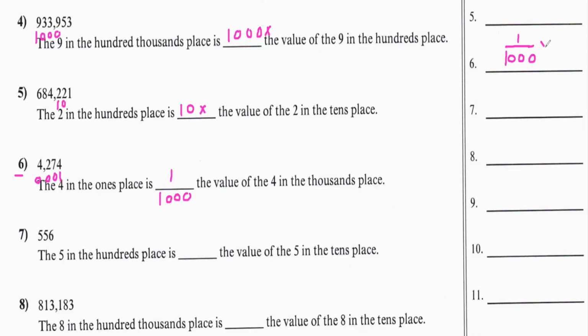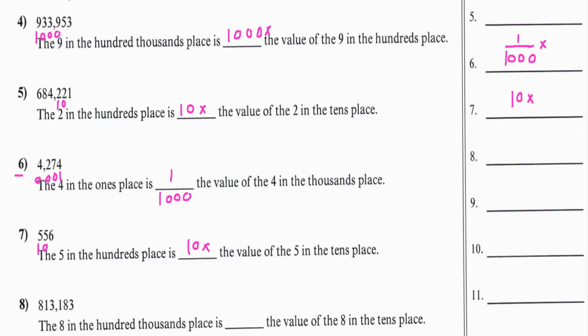101 over 1000. Put the types are 1 over 1000. Then number 7. 5 in the hundreds place. So this is the 5 in the hundred place. Now, what is the value of the 5 in the tens place? This is 5 in the tens place. Put 0 here. Since I put the 0 on the right side, you have to multiply. So it will be 10 times the value of the 5 in the tens place. So we can write here 10 times.